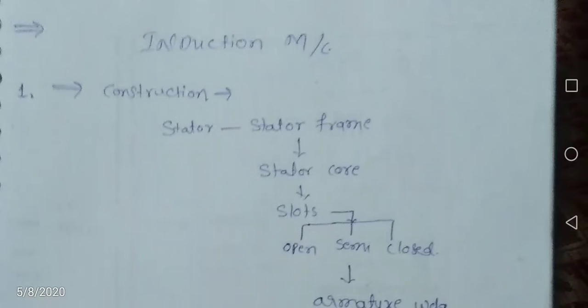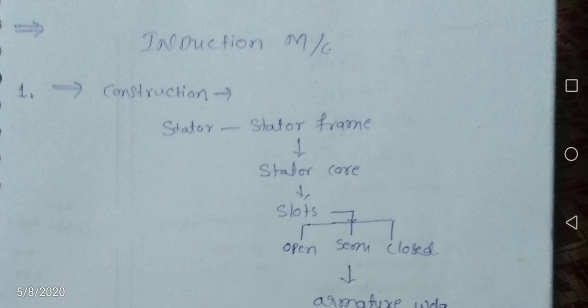In construction, we see the stator. Under stator, there is a stator frame. An important topic about the stator frame is that it is made up of cast iron or cast steel. And one more important point about the stator frame is that it does not carry any flux, so the stator frame is not laminated.